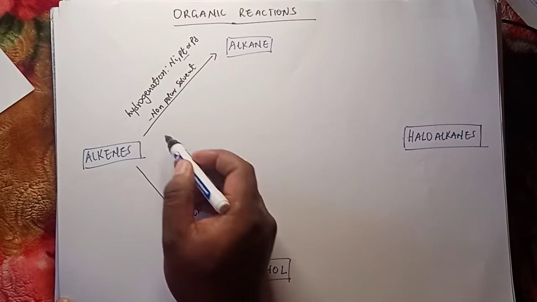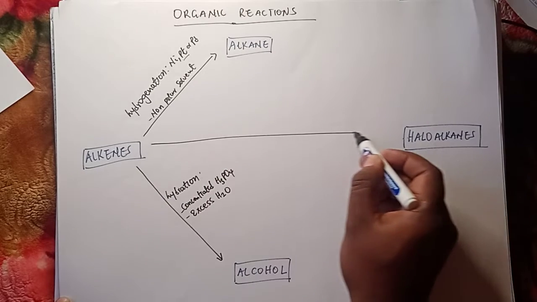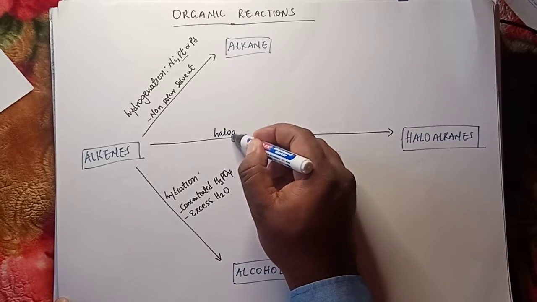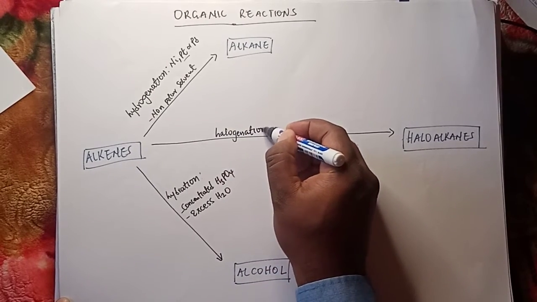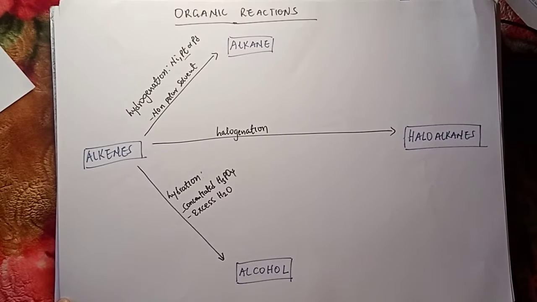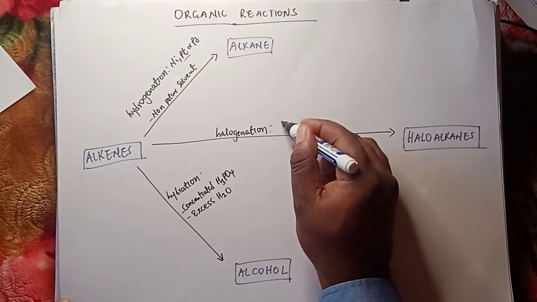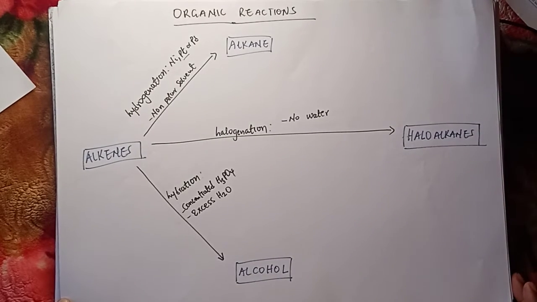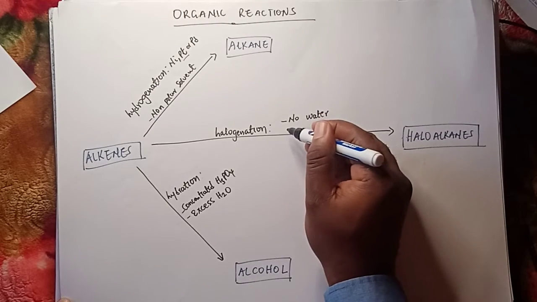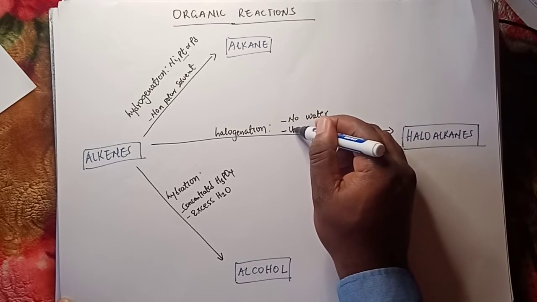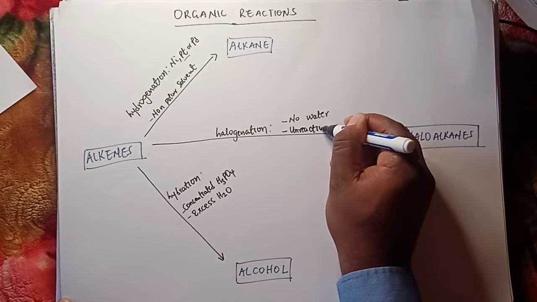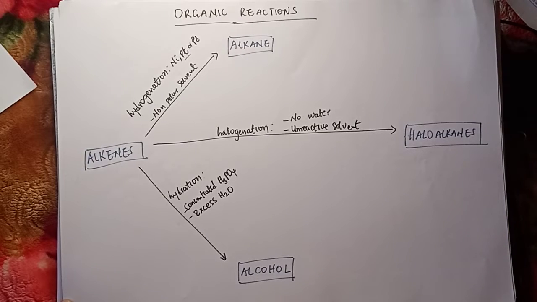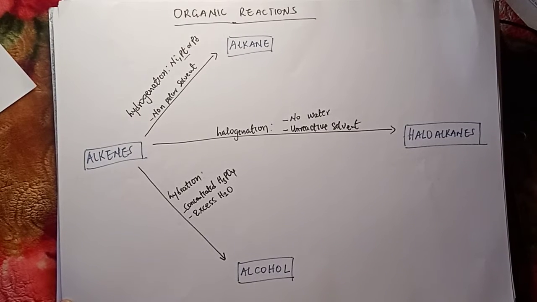Another addition reaction we also talk about is halogenation, which is the addition of any of the halogens. In halogenation, we must make sure that no polar solvent like water is present, otherwise you will be adding water instead of adding halogens. Also, the solvent you must use must be non-reactive.